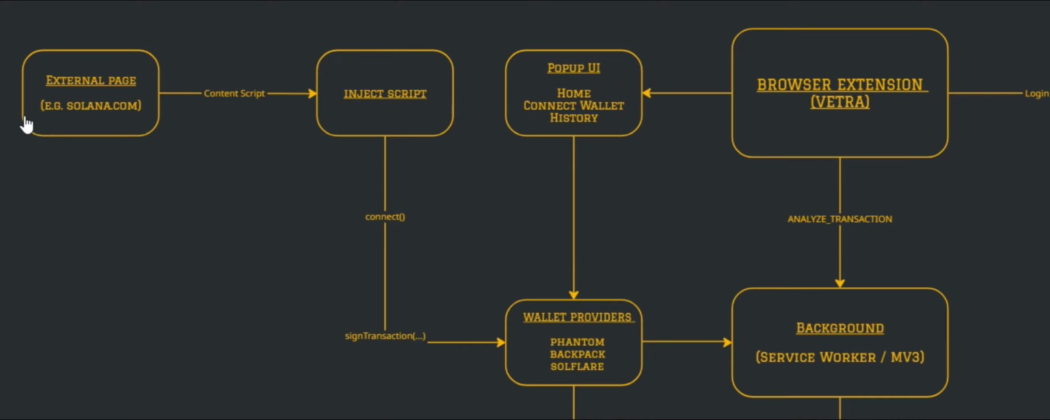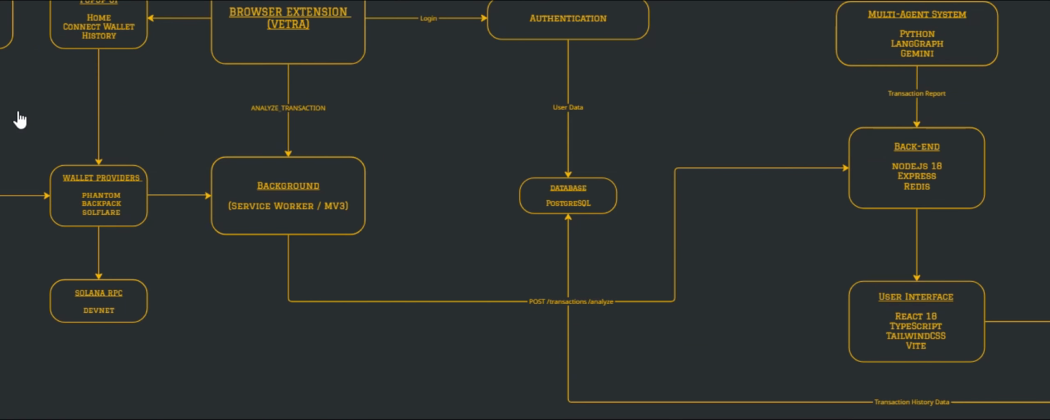a page-level script. That injected script runs in the page context, so now we can touch window.solana, for example. From there, the flow is: the pop-up sends Vetra Connect Wallet, then content forwards, then the injected script actually calls connect on the selected provider. We prioritize Phantom, Backpack, and Solflare because that covers the most common Solana users.